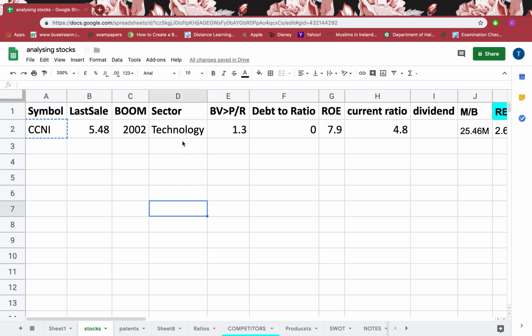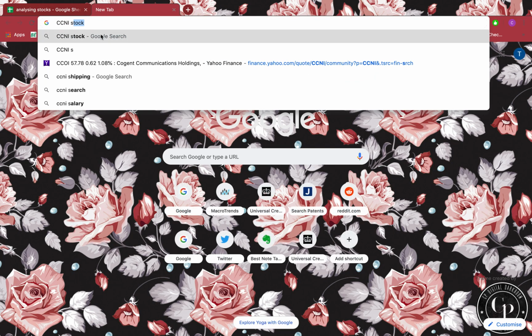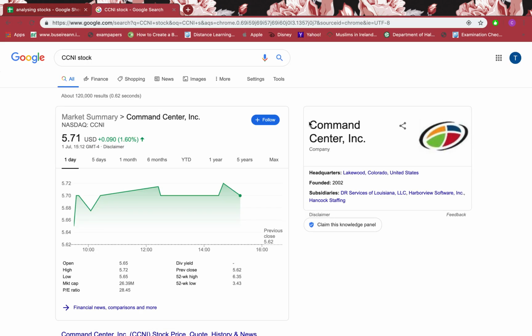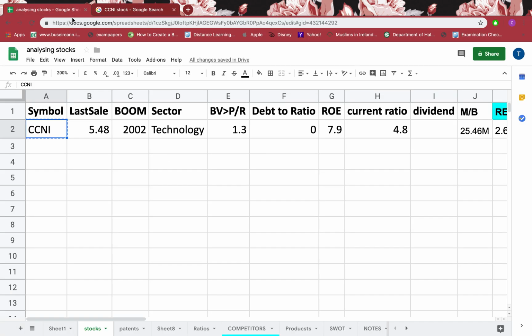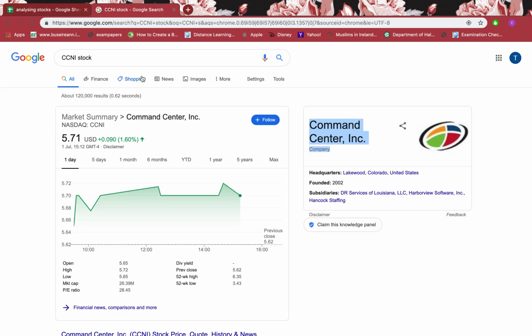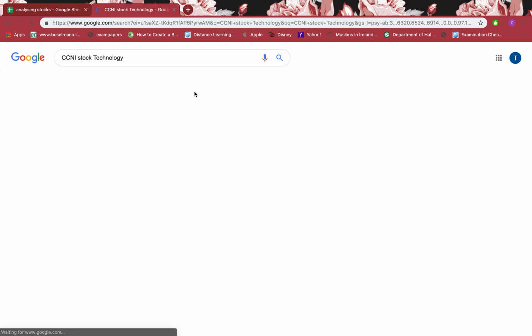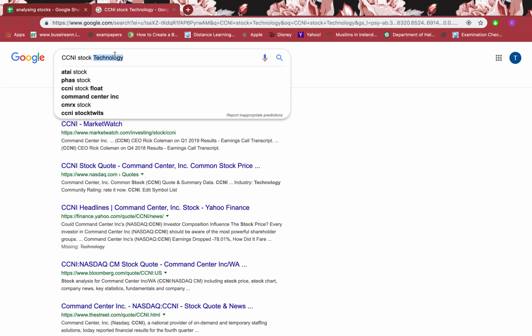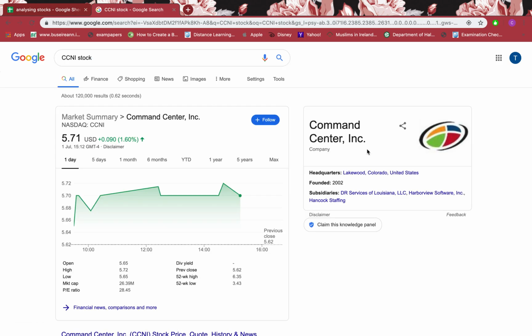Okay, in this tutorial, I'll be going through with you the stock CCNI. I'll just copy that, paste that and click stock, and you can see the name of the stock. I'll just write one more thing, technology besides it. No, that's fine. Okay, so let's go.